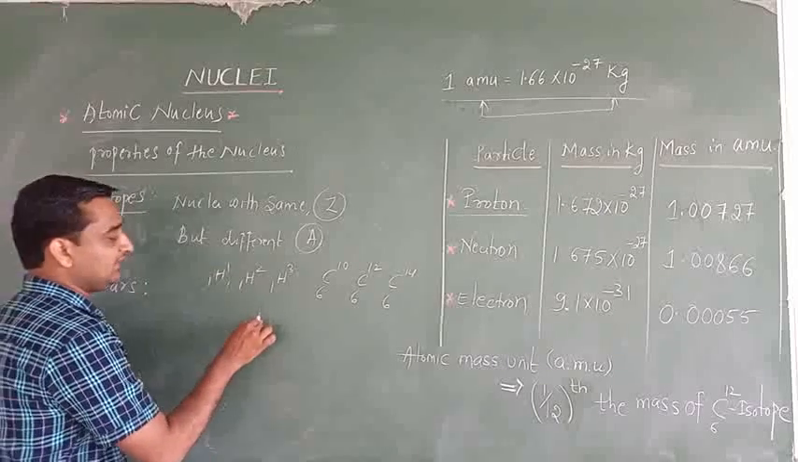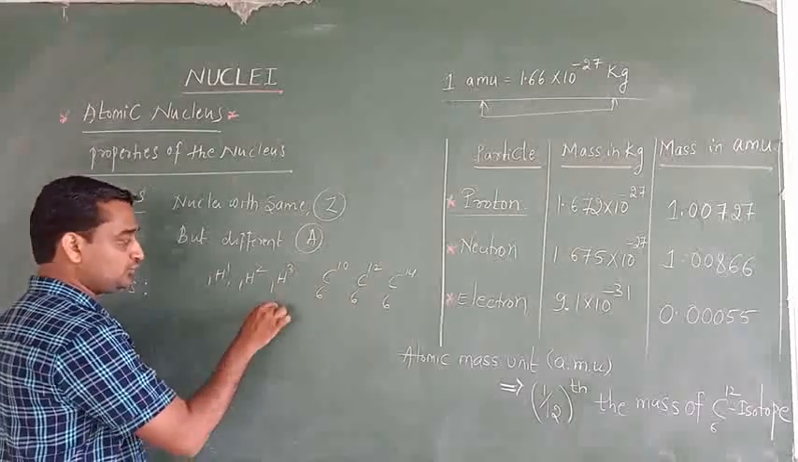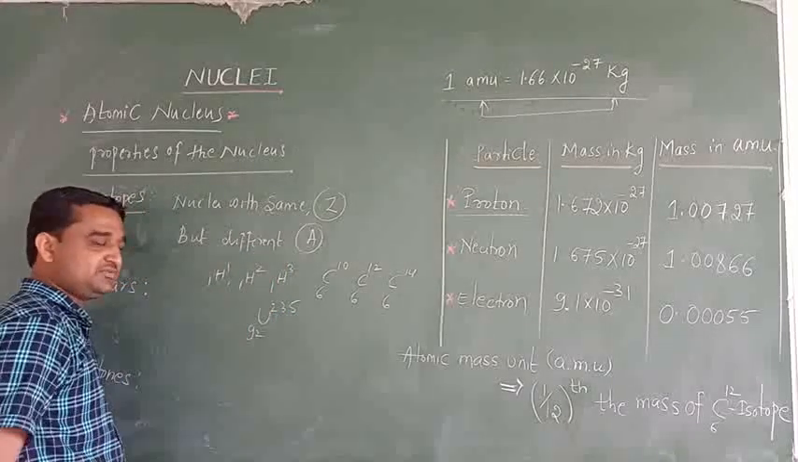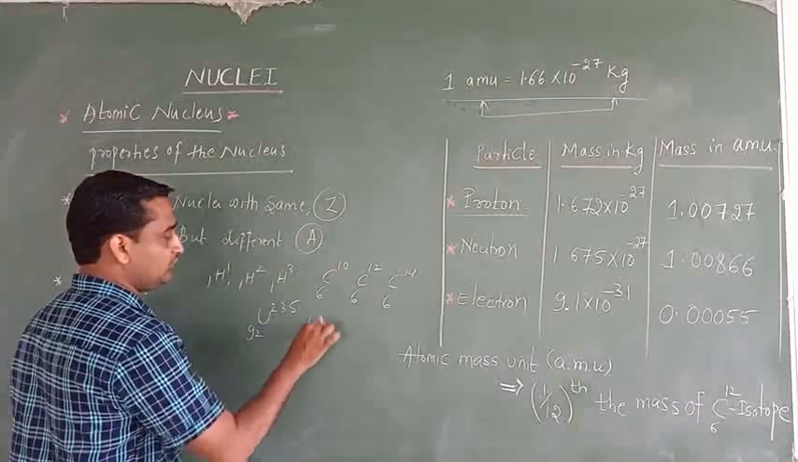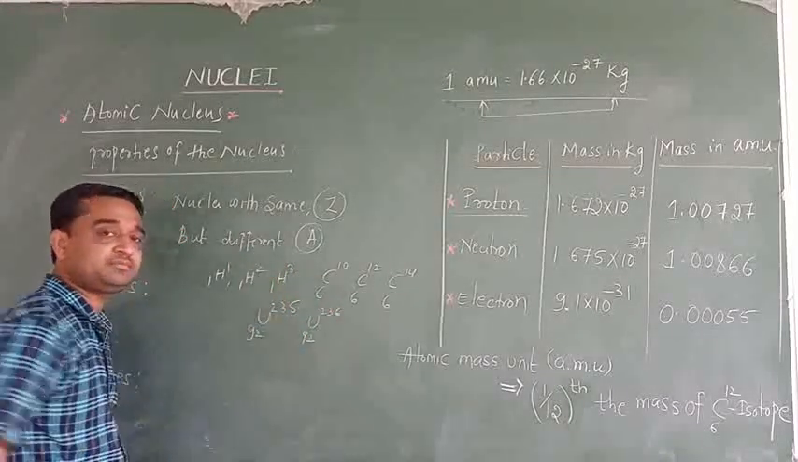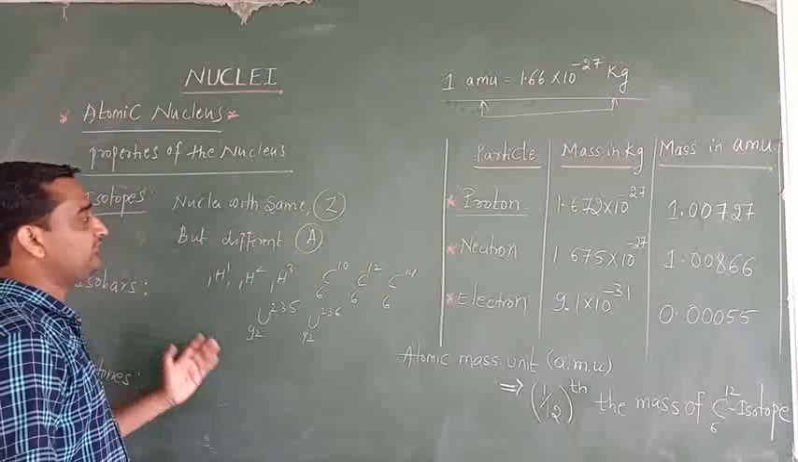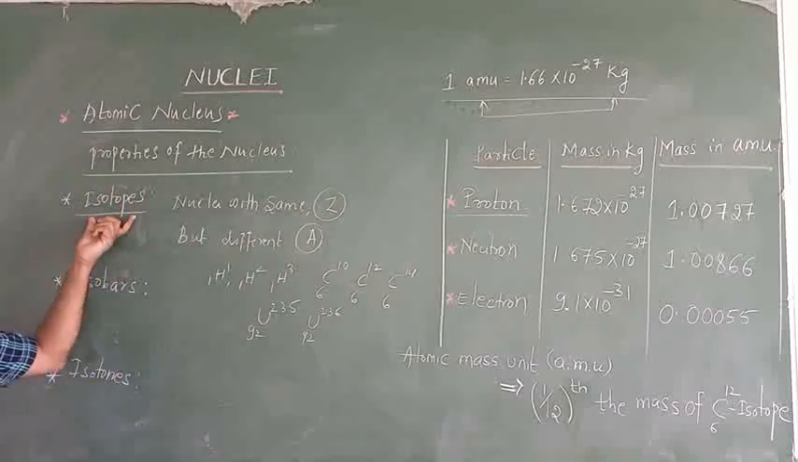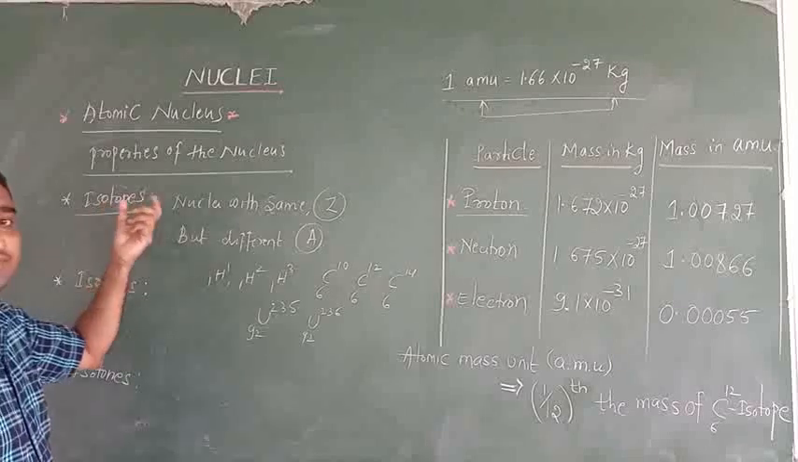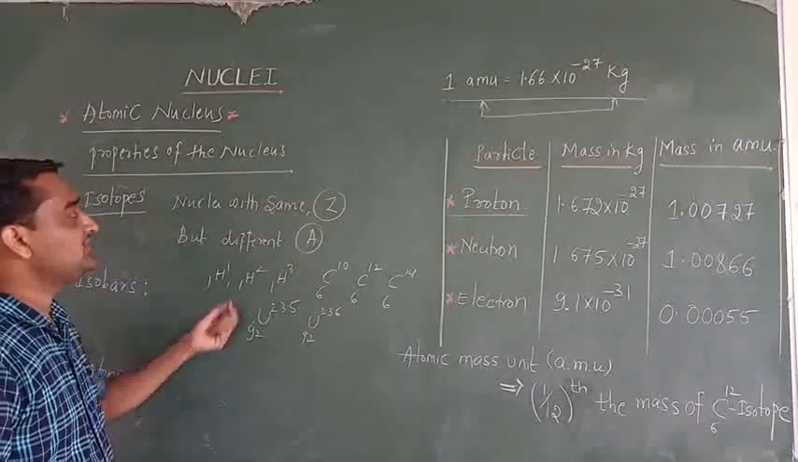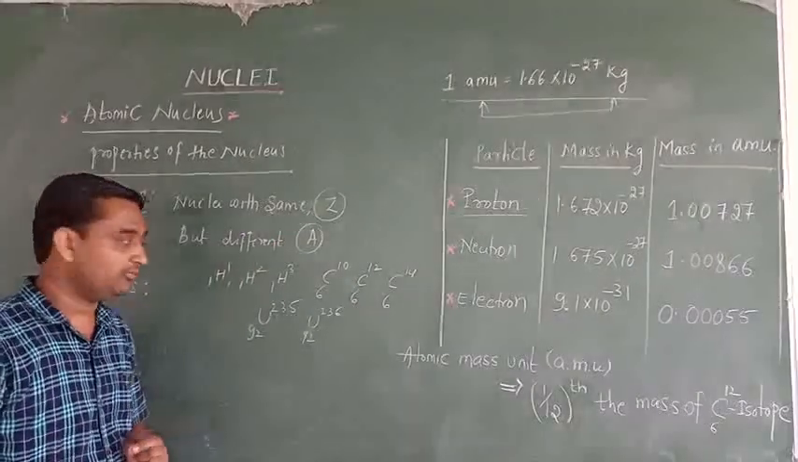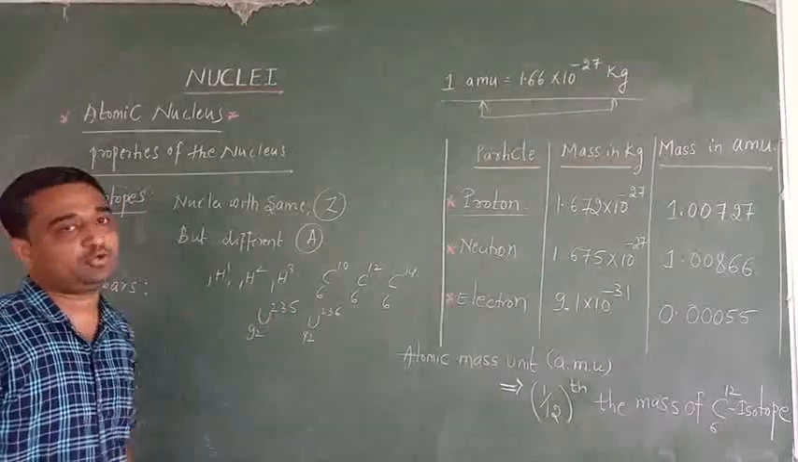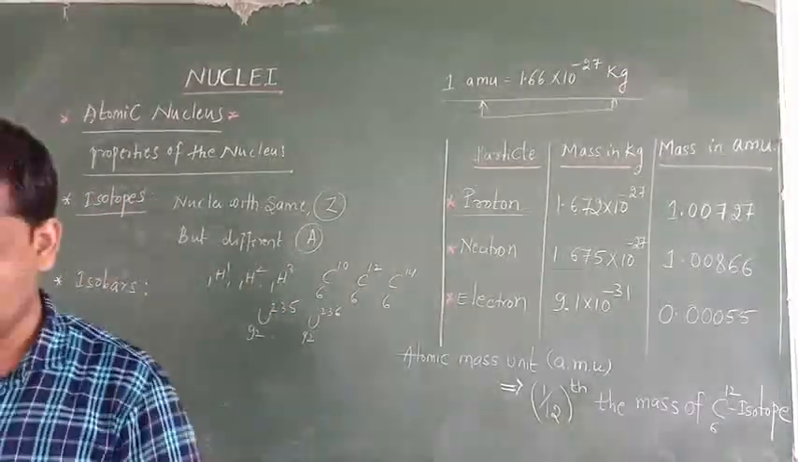Again, one more example I can give you: uranium 92-235, which is a radioactive element, and uranium 92-236. So these are examples for what? The isotopes. What are isotopes? The nuclei with the same atomic number but different atomic mass number. Those are called what?